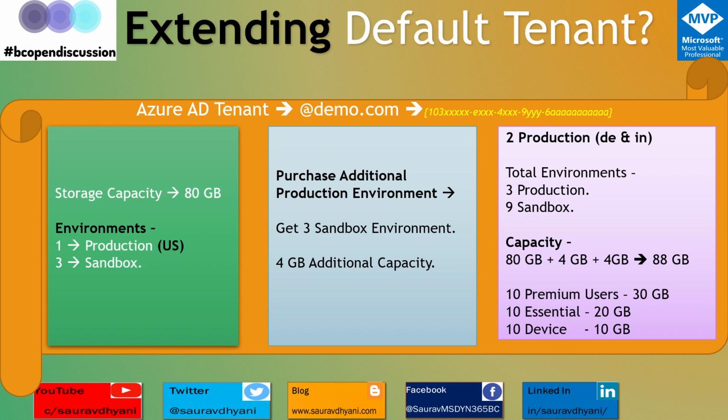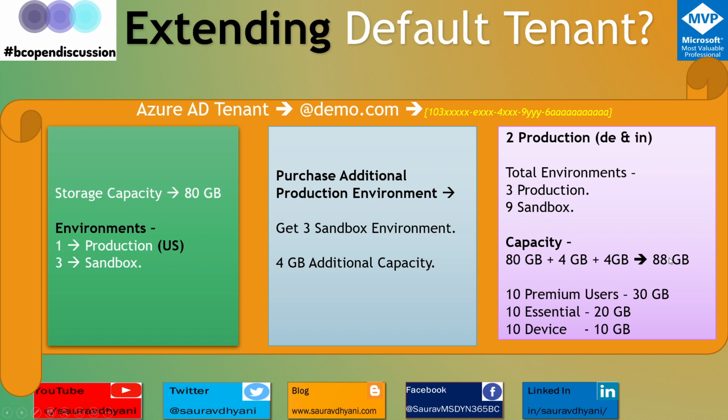What is the default capacity that I get? I get 80 GB by default, plus I get 4 GB for each of these two productions. So in total, the default capacity that I get is 88 GB of space. Then again, taking the example that you have 10 users, just to pick a random number: if you have 10 premium users, then you get additional 30 GB. If you have 10 essential users, then you get additional 20 GB. If you have 10 device users, then you get 10 additional GB. So eventually, you can do your maths based on how many users you have, how many environments you will purchase, and how many additional GB you get.